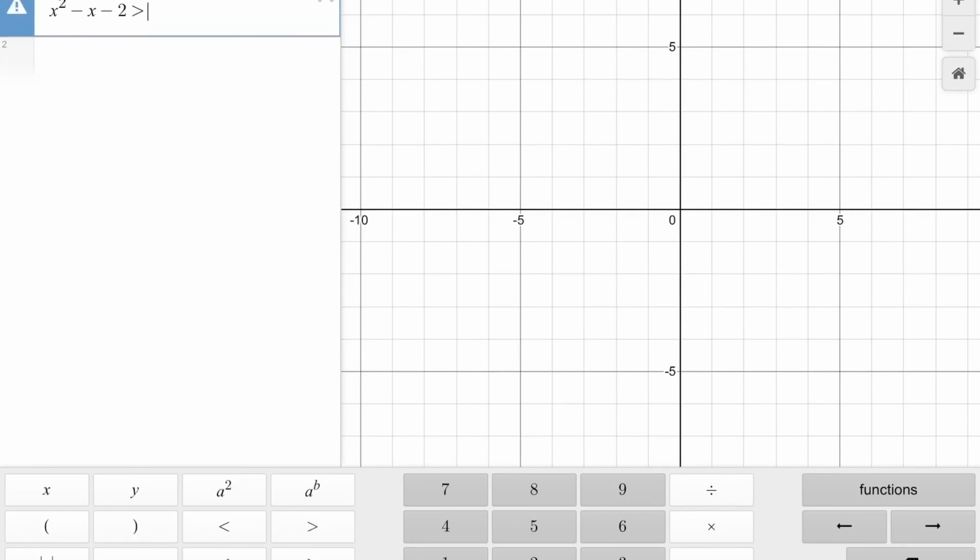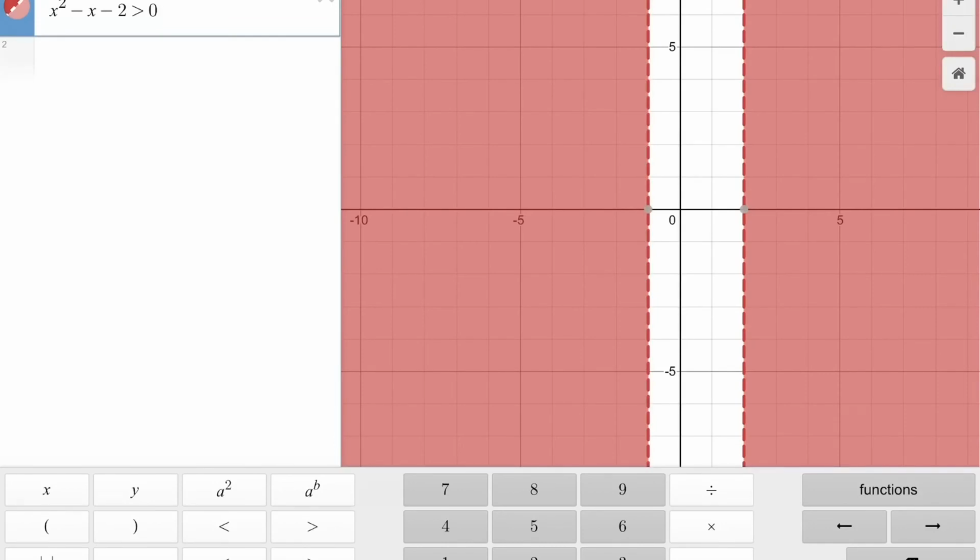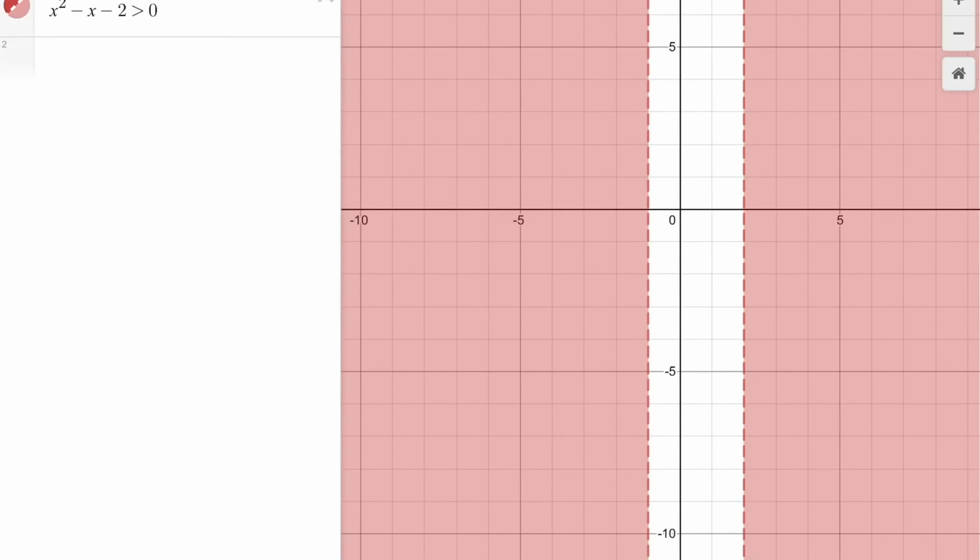Let me see whether or not I can show you the answer. We used the greater than sign, so x squared minus x minus 2 greater than 0. Let me put 0. All right, so this is the solution that we got.